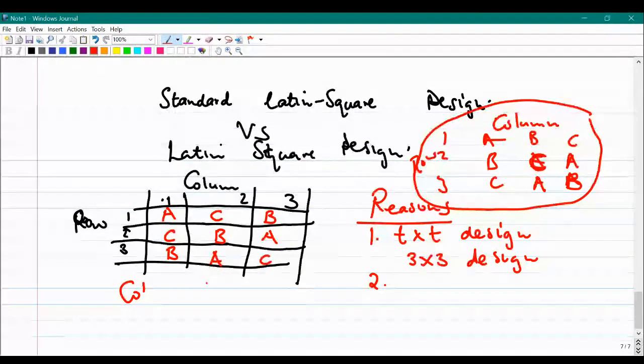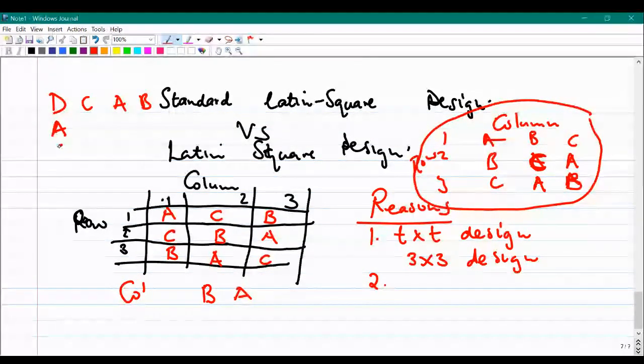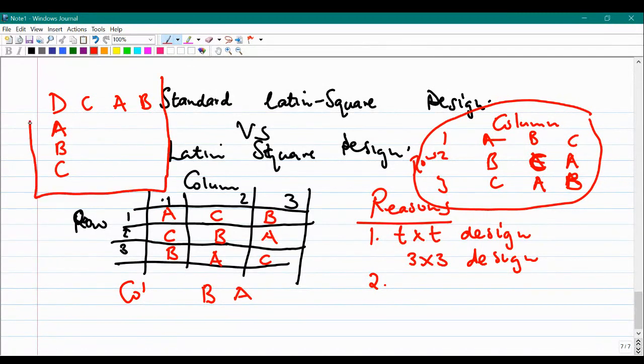Because you said, if I change this Latin square to B, A, let's say we're 4, D, C, A, B, A, B, C. Can you please complete this, guys? We have a 4 by 4 Latin square design. Tell me the letters. What am I supposed to write here? Try it, guys. Try it.